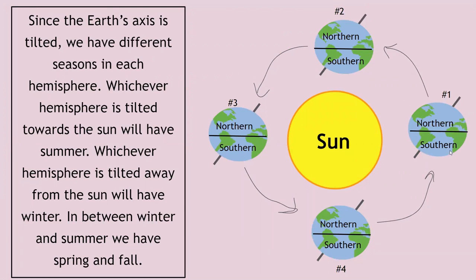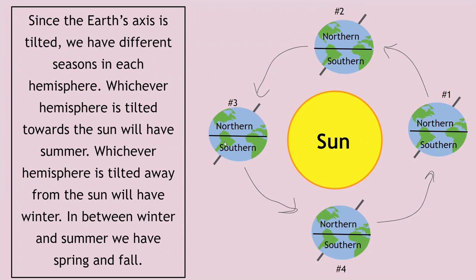In this image, at point 1, the northern hemisphere would have winter since it is tilted away from the sun, and the southern hemisphere would have summer since it is tilted towards the sun. At point 2, the northern hemisphere would have spring, and the southern hemisphere would have fall.